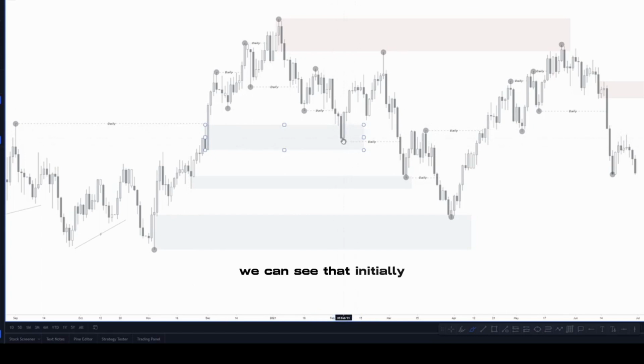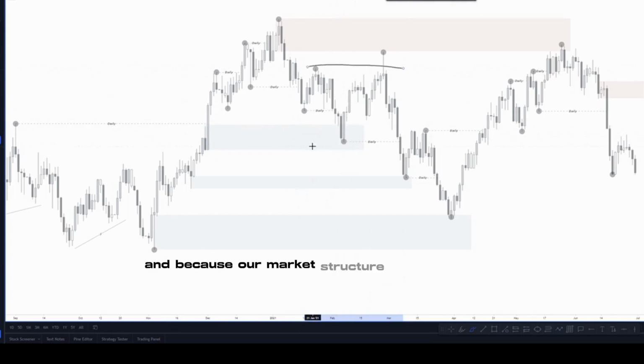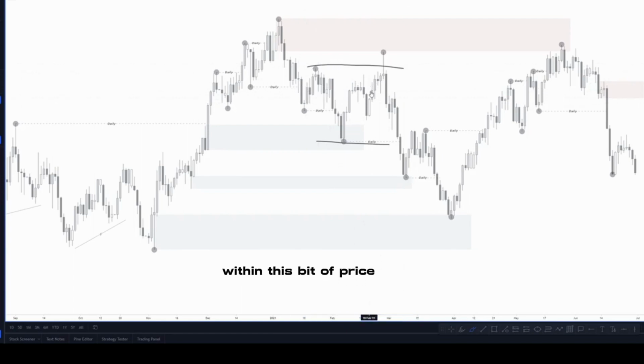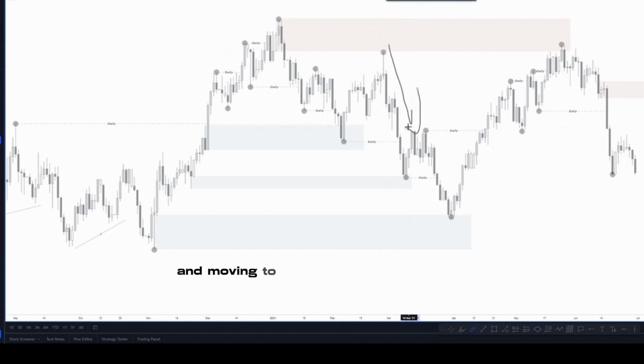We can see that initially we respect that demand zone and start moving to the upside. And because our market structure is between this range, this is where we're anticipating price to either respect the supply zone within here, within this bit of price action, to create a lower low, or if demand is going to pick up, we're expecting a higher high. Initially, before this candle closed, we may have thought that we created a higher high, but what we ended up doing is tapping into this supply zone and moving to the downside quite rapidly, creating another lower low.